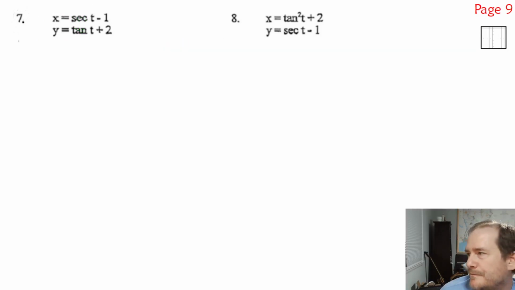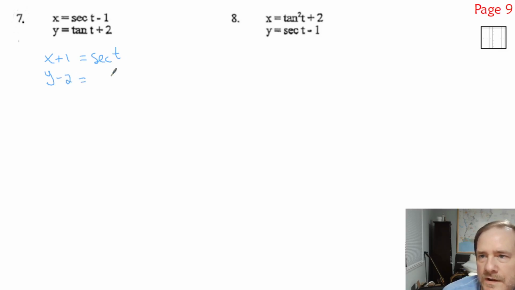Okay, so let's just do it. We know it's going to be a hyperbola, so how do we get there? I would definitely add 1 to both sides. So I have x plus 1 equals secant t. Then I have y minus 2 equals tangent of t. Now you guys can't switch colors like I do, so if you had to stick to all one color, maybe you draw a little line here indicating that you're now moving on to your next step.